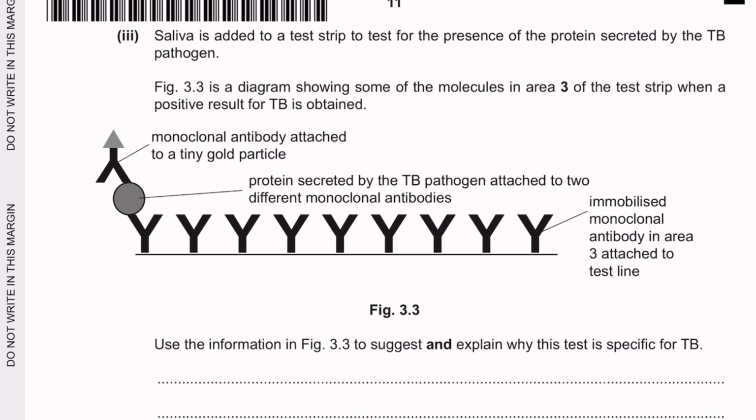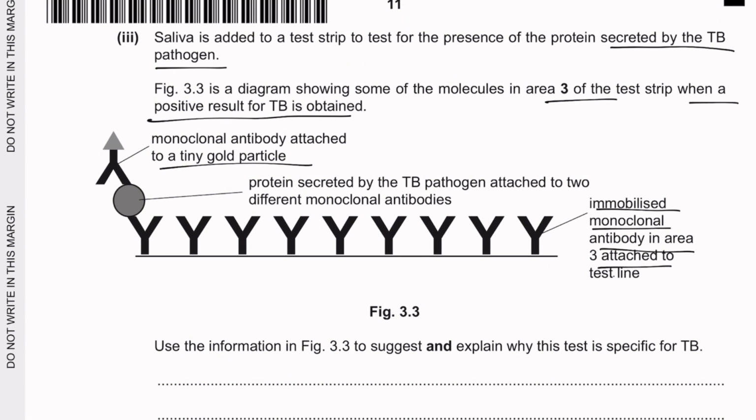Okay, saliva is added to the test strip to test the presence of protein secreted by TB, and figure 3.3 is the result showing some of the monoclonal antibodies in area 3 of the test strip when a positive result for TB is obtained. So he's saying here monoclonal antibody attached to a tiny gold particle, and the protein secreted by TB attached to two different monoclonal antibodies, and these are the immobilized antibodies in area 3, the test line. So basically this is area 3, and these are the monoclonal antibodies. They're going to attach, but then they're also going to get attached to the immobilized antibodies. So this is why the gold line forms.